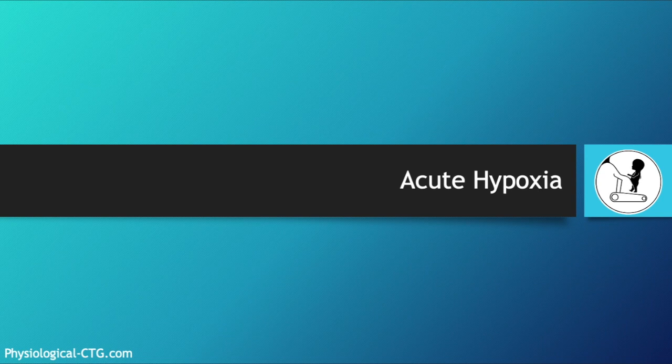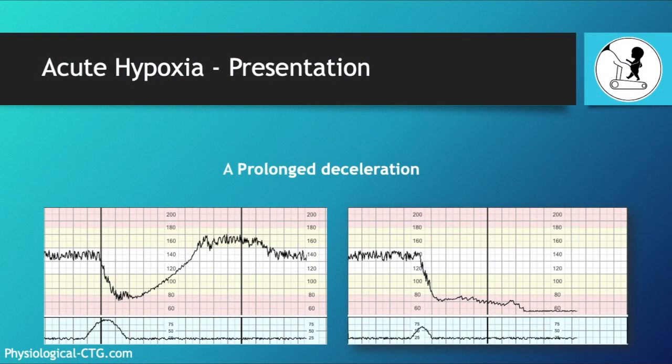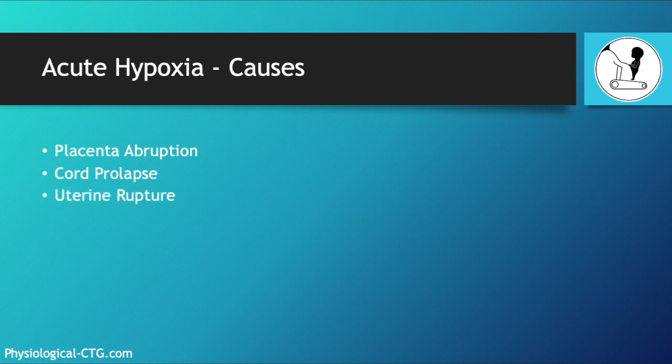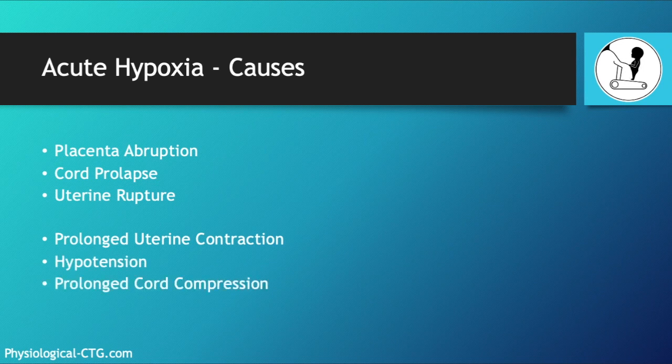As it is the most dramatic, let us start by discussing acute hypoxia. Acute hypoxia presents on the CTG trace by a prolonged deceleration. By definition, this is a deceleration that lasts for over 3 minutes. This becomes more significant if it lasts for over 5 minutes. Causes of acute hypoxia include placental abruption, cord prolapse, uterine rupture, prolonged uterine contraction, hypotension, and prolonged cord compression.